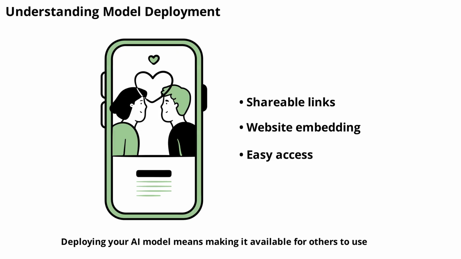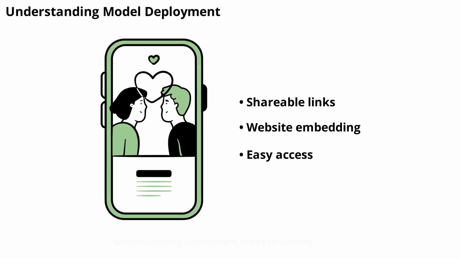Deploying your AI model means making it available for others to use. No-code platforms often provide simple deployment options, like sharing a link or embedding the model in a website. Understanding deployment is key to turning your project into a usable tool. Explore the options your platform offers and choose the one that fits your needs best.